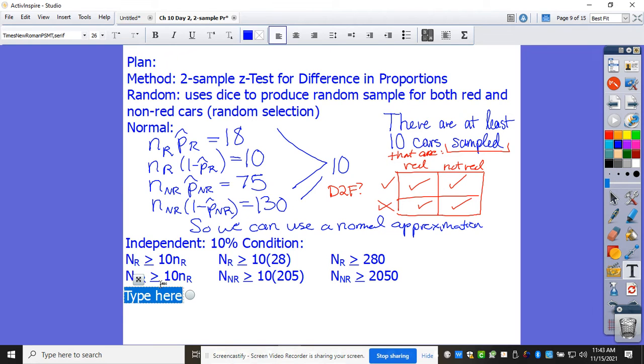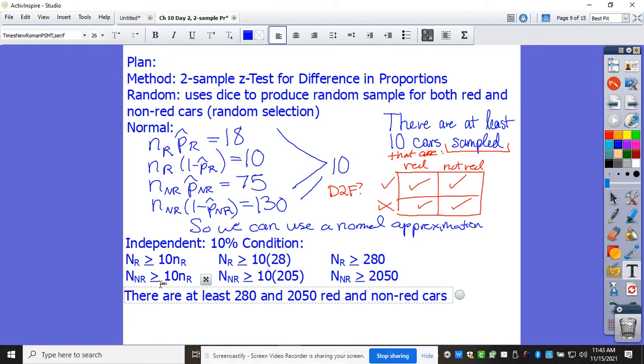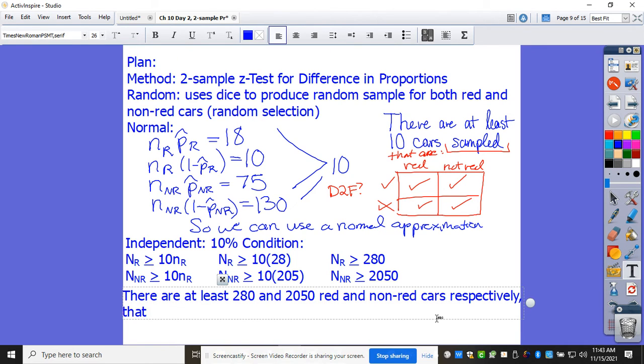Just because you might see an answer key that looks like this. What word would I put there if I wanted to type it that way? Just showing you that sometimes you'll see it written like that. Actually, I wouldn't have to do anything else there because of the way we wrote it. We only defined our population as red cars and non-red cars, so that's all I would really need to say.